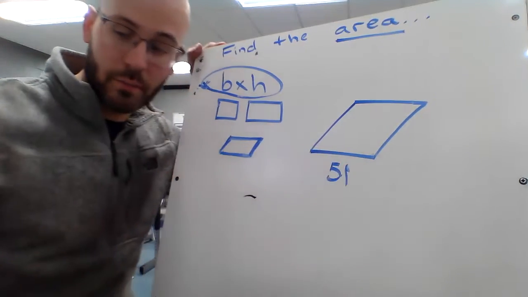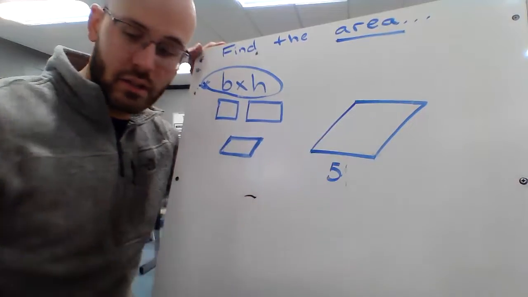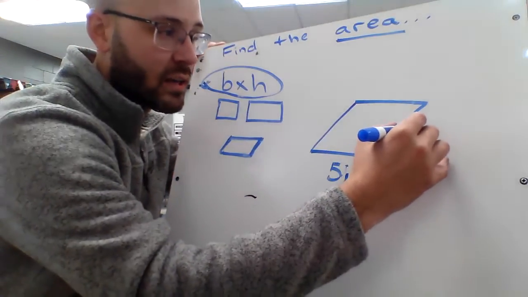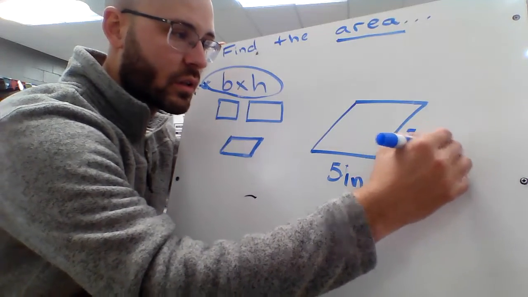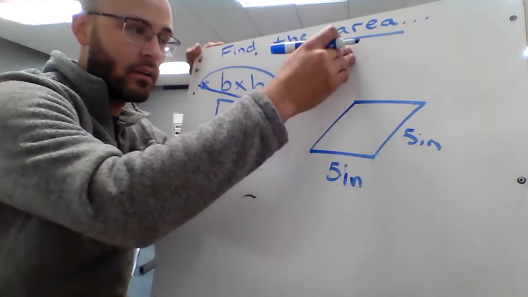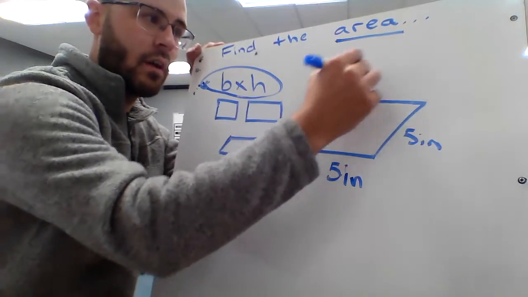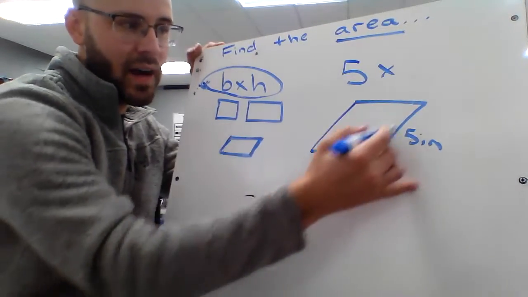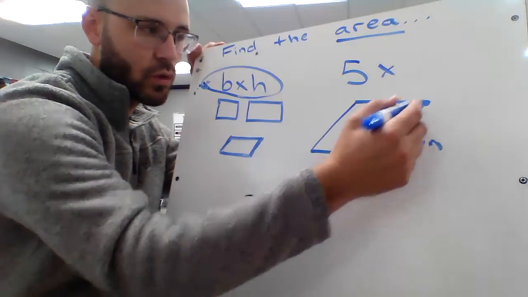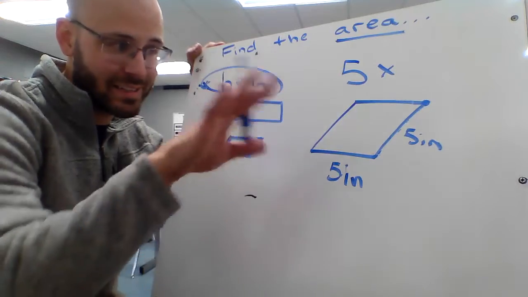In fact, I'm going to switch up the unit. I've been using feet a lot. It's about 5 inches actually. Let's just say this slant is 5 inches. Right now I can't find the area because I know my base is 5, but notice 5 isn't the actual height of the parallelogram. It's a slanted side.